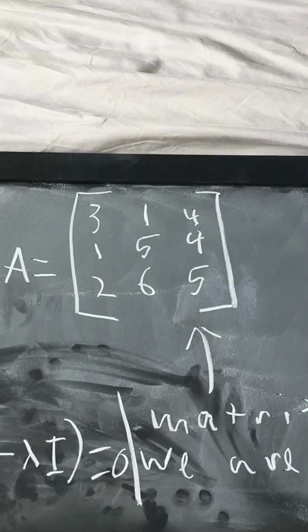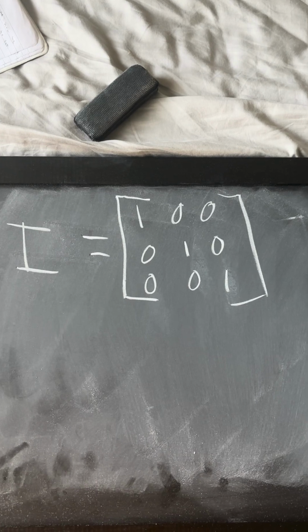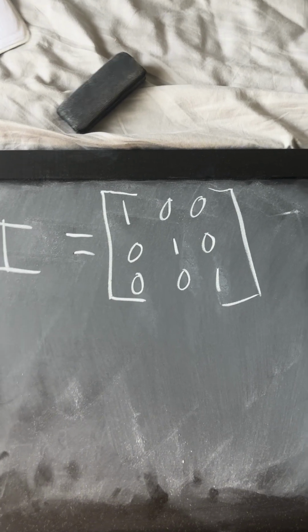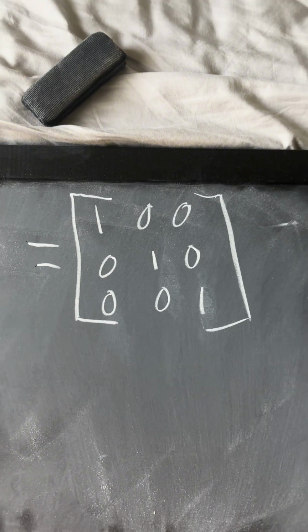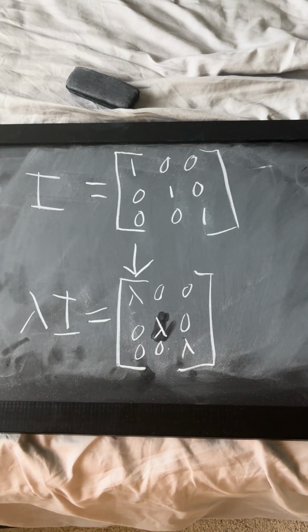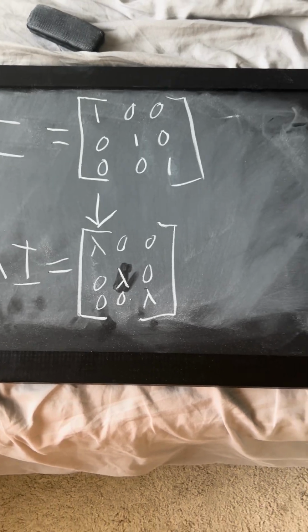We'll be using this matrix. We set up the identity matrix like this. Notice how the 1s are diagonal to the 0s. That comes into play later on. Now we apply lambda, the number that we are scaling by, diagonally.